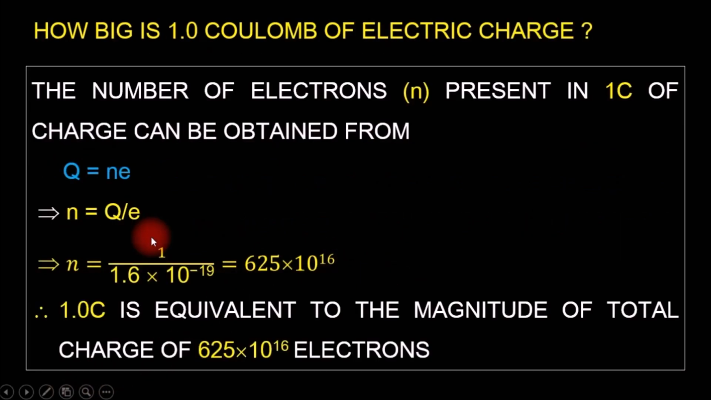Now let us see how big 1 coulomb of electric charge is. In order to explain this, we have to solve a simple problem. The number of electrons, denoted by small letter n, present in 1 coulomb of charge can be obtained from Q equal to ne. So from here, if you put the values of Q and e, it comes out to be 625 into 10 to the power 16 electrons. Therefore, 1 coulomb is equivalent to the magnitude of total charge of 625 into 10 to the power 16 electrons. This shows that 1 coulomb comprises a large number of electrons.